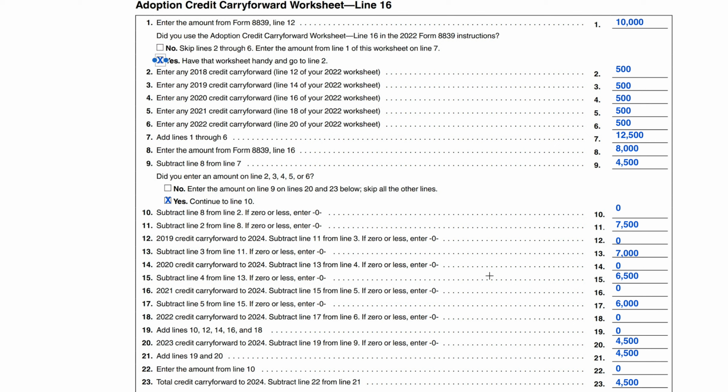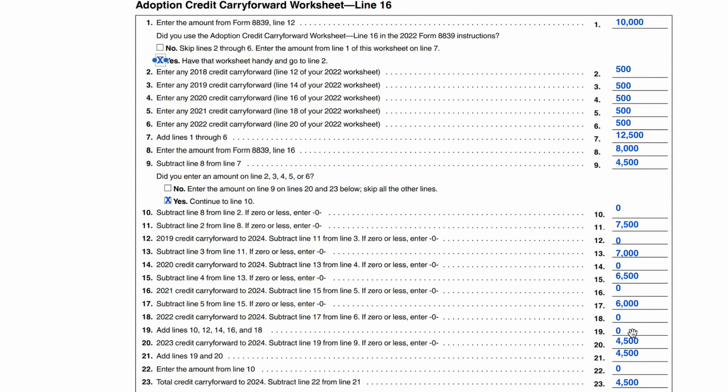So we do that for 2020, same thing. Line 14 is 0, but then line 15 is the $7,000 minus $500. We get to $6,500. Line 16 is the 2021 credit carry forward to 2024. We would subtract $6,500 from $500. We get 0. But if we do it the other way, we get $6,000. The 2022 carry forward, again, we're going to subtract the $6,000 from the $500. We get 0. And now we're going to add all of these line 10, 12, 14, 16, and 18.